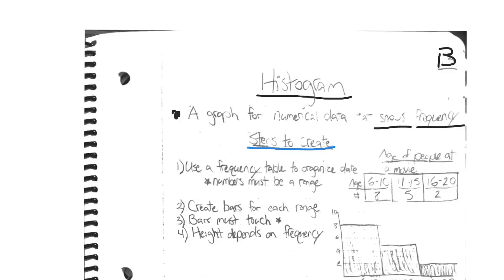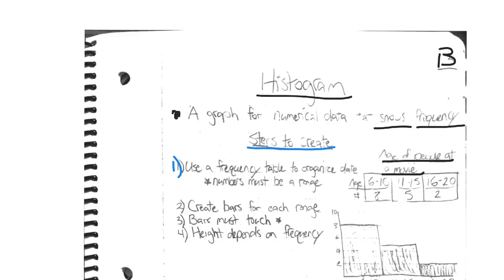So our first step is we use a frequency table to organize the data. We have to pick a range because we can't just pick how many people are 6 years old, how many people are 7 years old. The example we're using is the age of people at a movie. We don't know what the movie is, but they asked people what their age was at that movie.